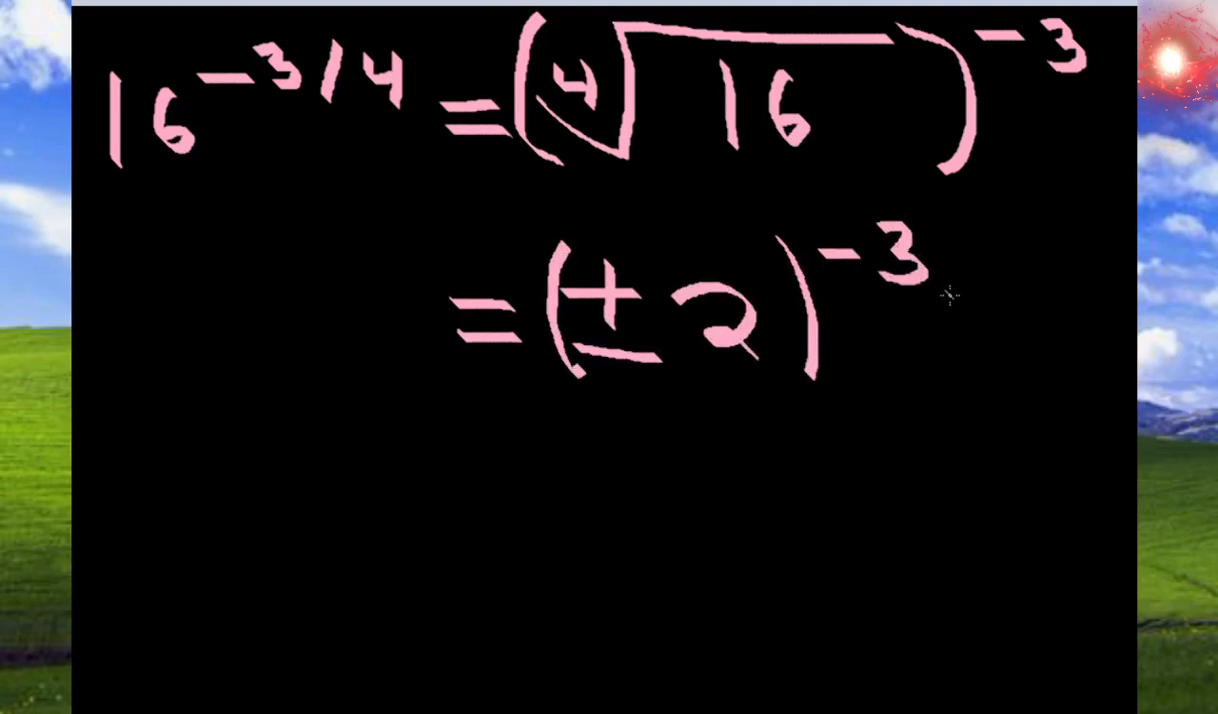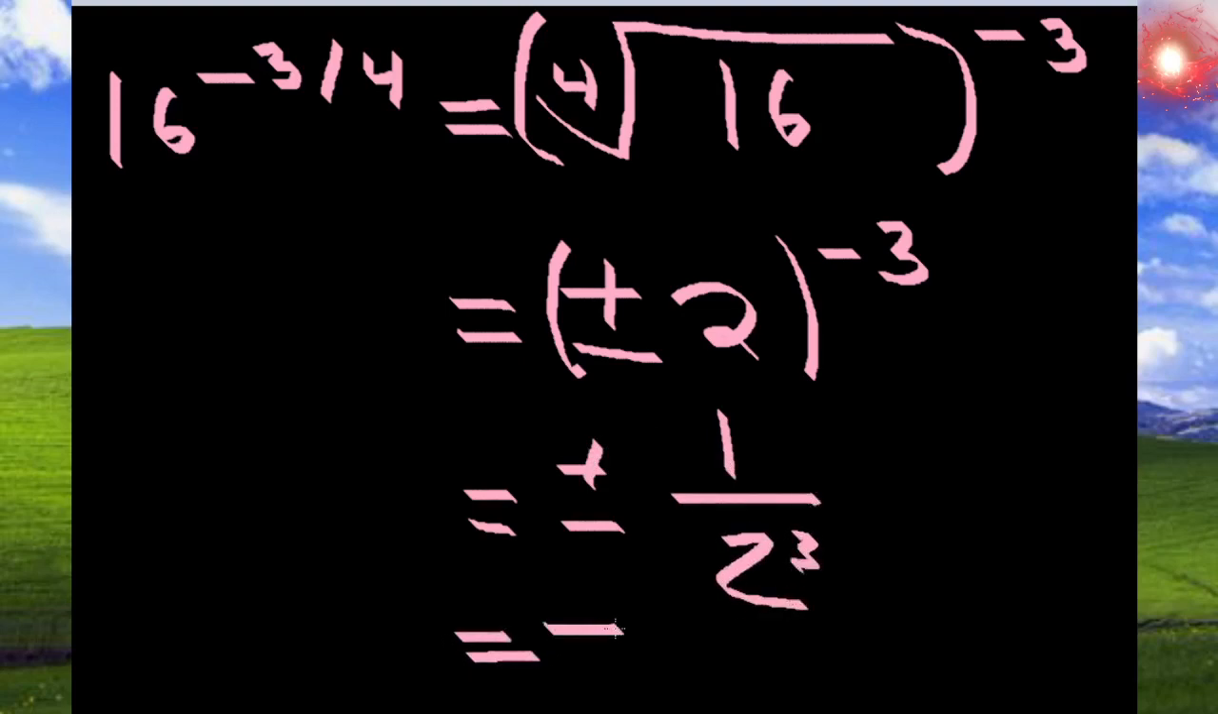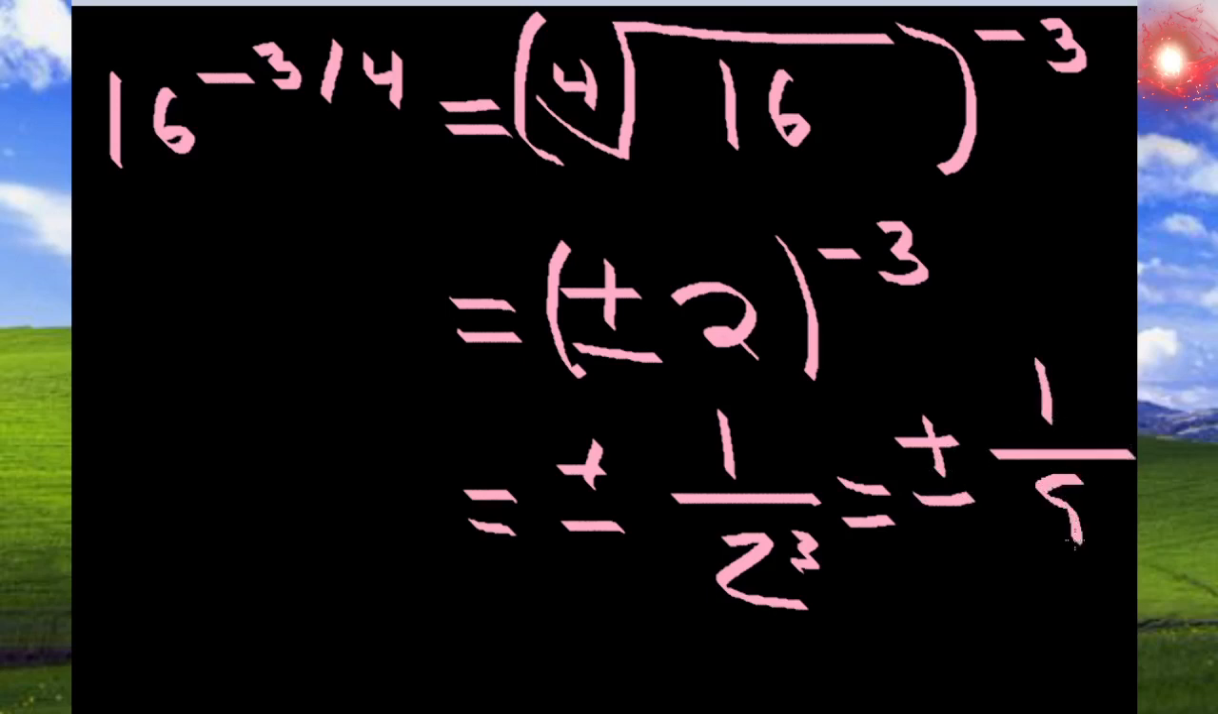to the negative 3. And then we know how to solve this already. The plus or minus doesn't really matter, you can just leave it outside the fraction. Plus or minus 1 over 2^3, which is equal to plus or minus 1 divided by 8. That's an 8 down there. Let me put it over here. It's equal to plus or minus 1 divided by 8.